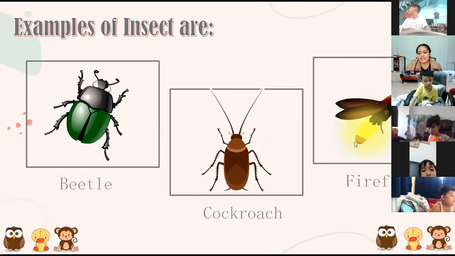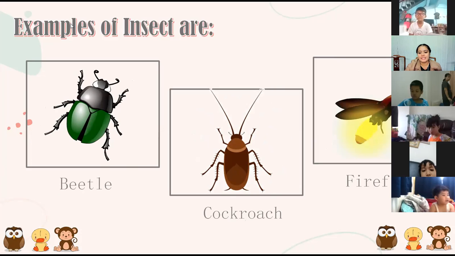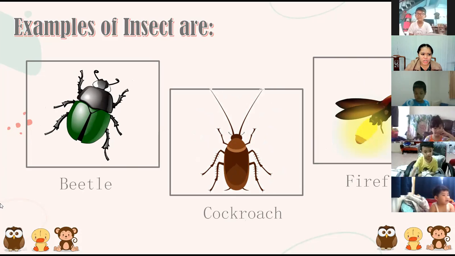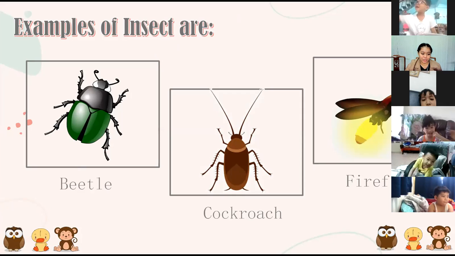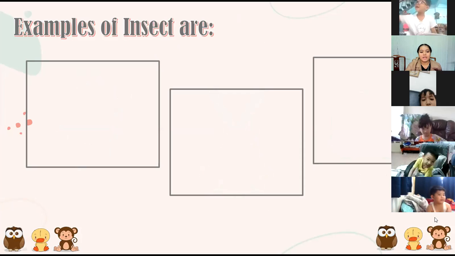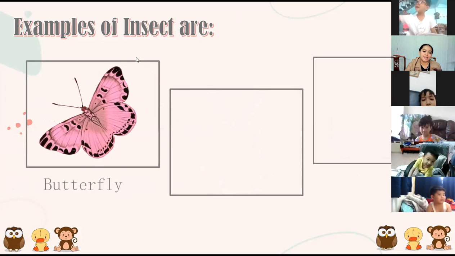Cockroach. And this one is? What's this? Firefly. This is a firefly. These are all examples of a bird. Is that correct? Are they an example of a bird? No, they are all example of an insect. Okay, they are insect, not bird.